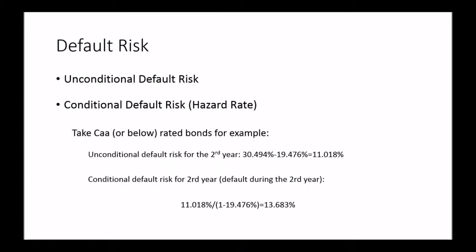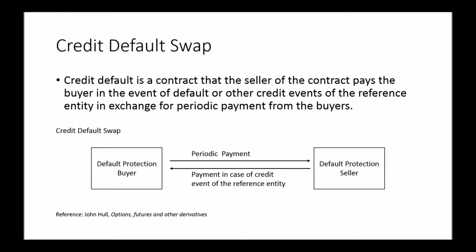So why are we concerned about conditional default risk? It is because in a credit default swap, it is like an insurance, where the seller of the contract compensates the buyer in the event of default. Consider if you buy insurance for your car from an insurance company. The payoff to you and to the insurance company will be very different if an accident happens tomorrow within the first year, or if an accident happens 20 years later. So the insurance company will calculate very carefully the possibility of an accident in each year.